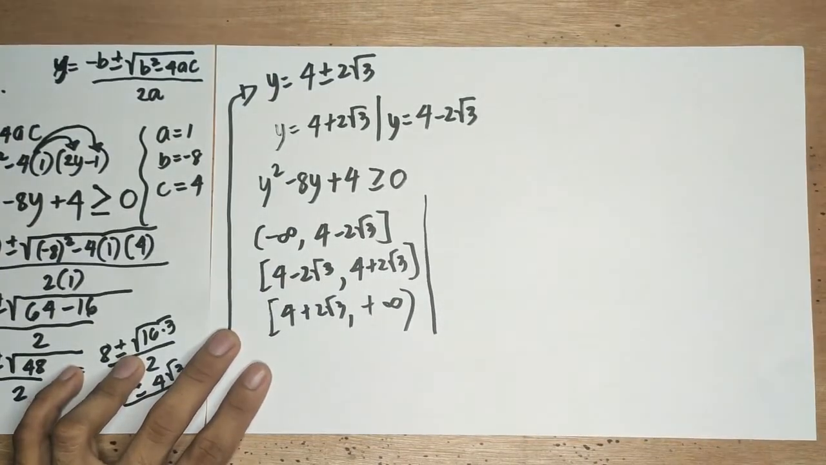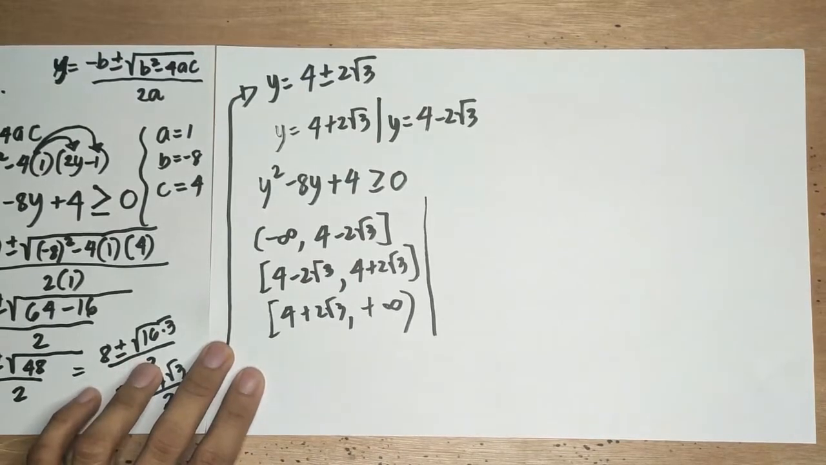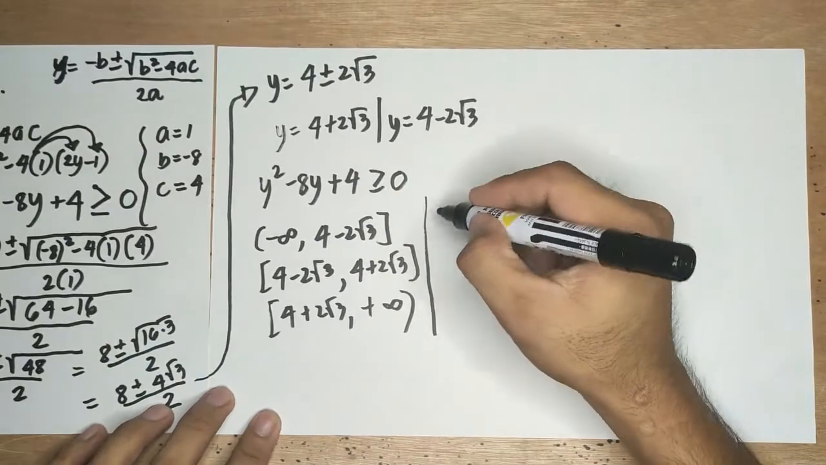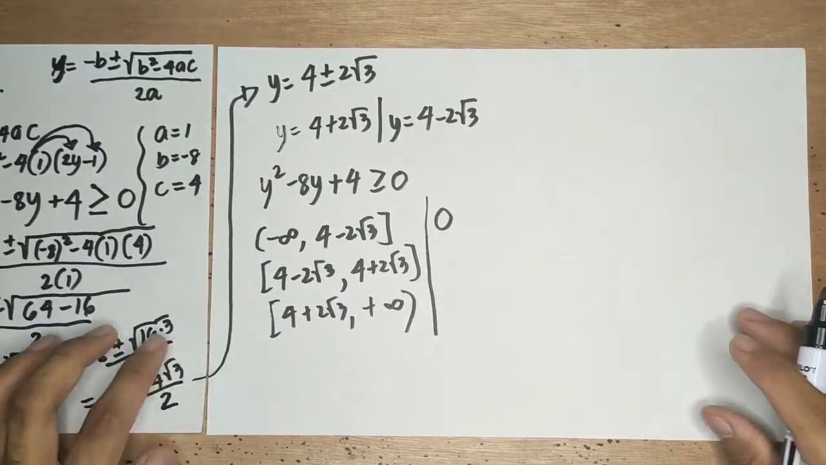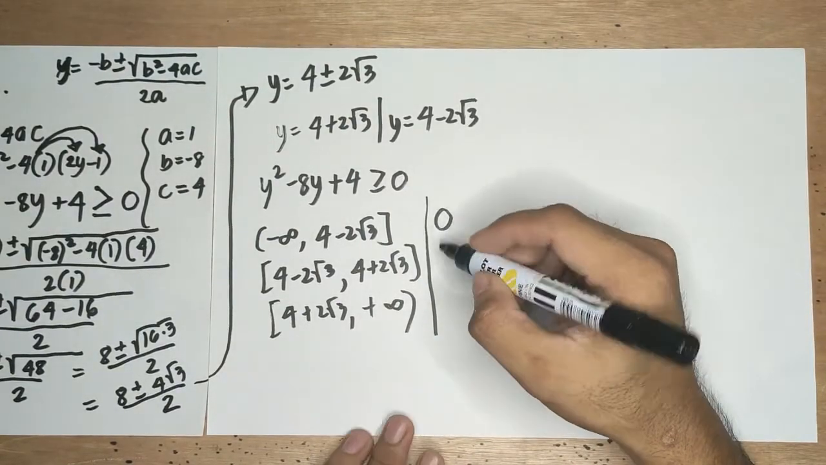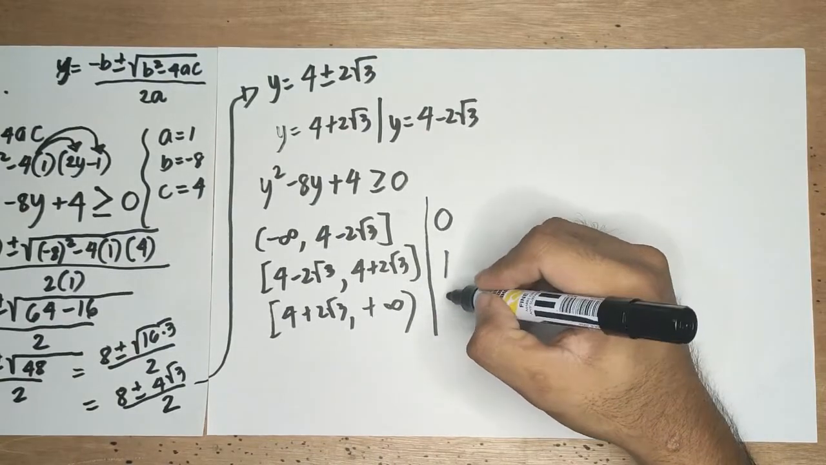Next one, we try to obtain test values each. So 4 minus 2 square root of 3 is equivalent to 0.53. So, ibig sabihin, you can write there 0. 4 plus 2 square root of 3 is 7.46. So, we can use 1 here. And then, here, we can use 8.